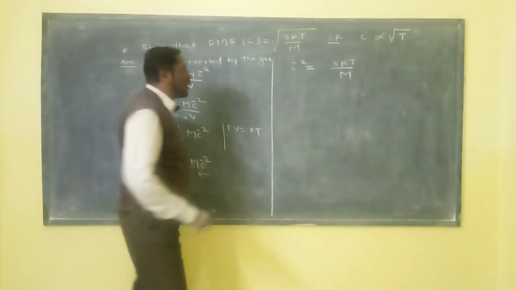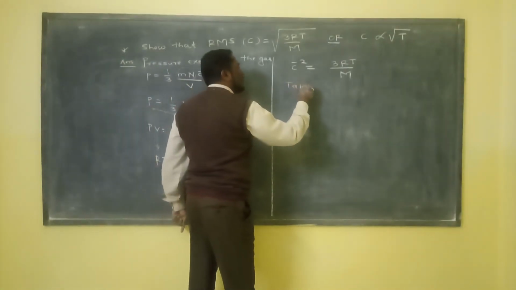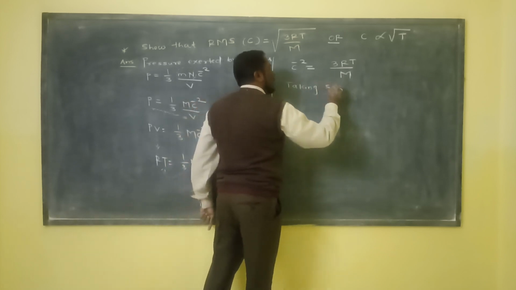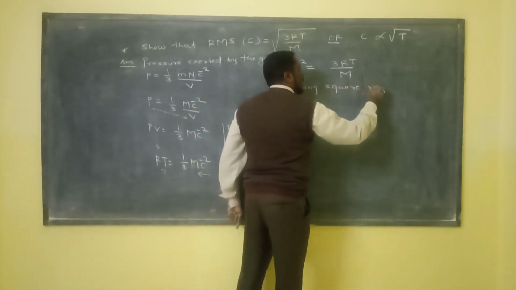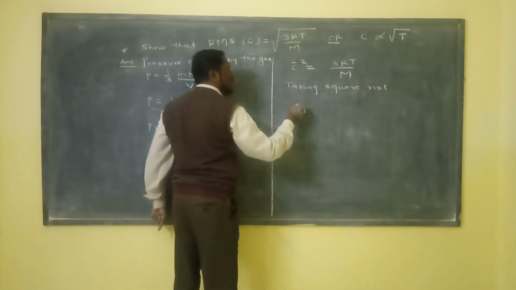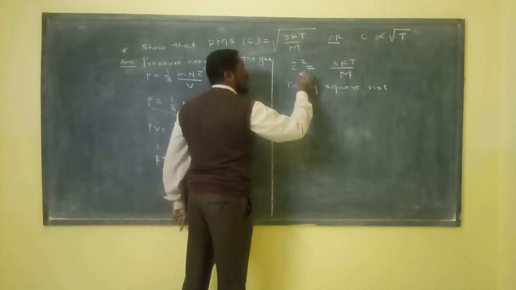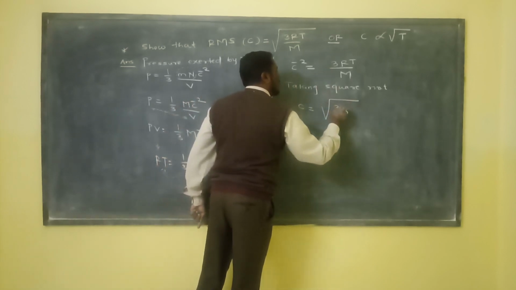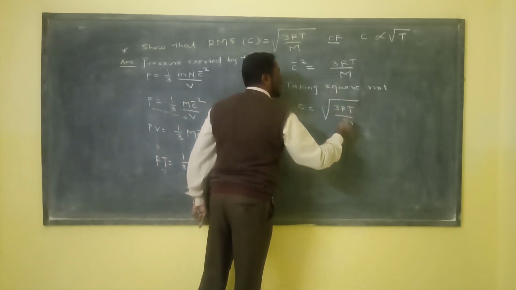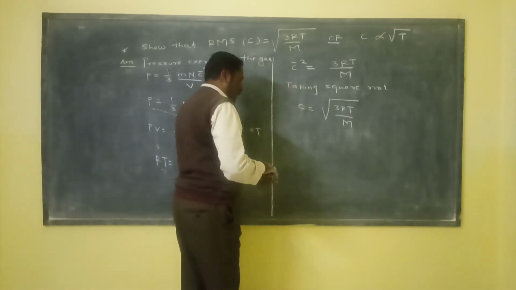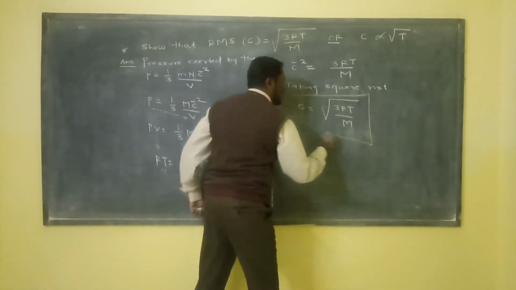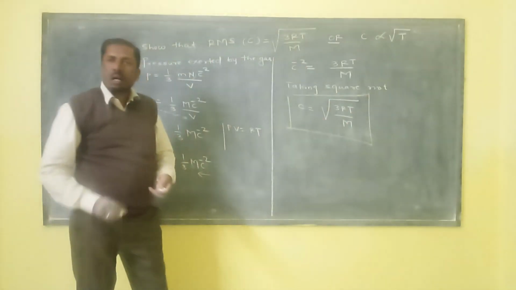This is bar C square. Taking square root, this bar C square becomes only C. So C is equal to under root 3 RT by M. Hence the proof. C is equal to under root 3 RT by M.